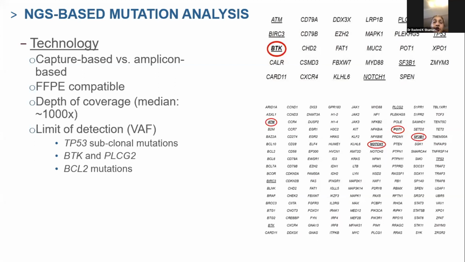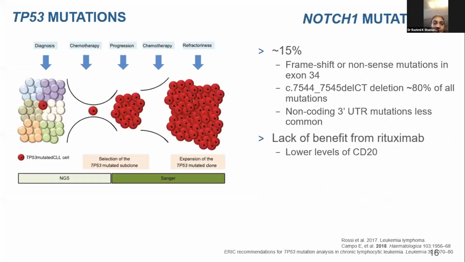So that's important to identify, as I mentioned, the subclonal mutations, especially for genes such as TP53, BTK and PLC gamma 2, as well as the BCL2 mutations that can be seen with venetoclax therapy. Next slide. So just to highlight some of the points, I'm going to illustrate it using, say, two genes, so TP53 mutations.